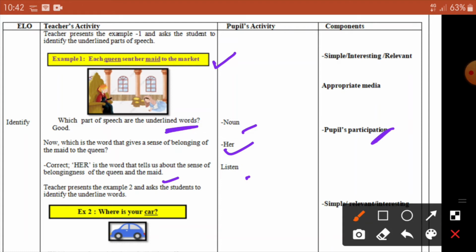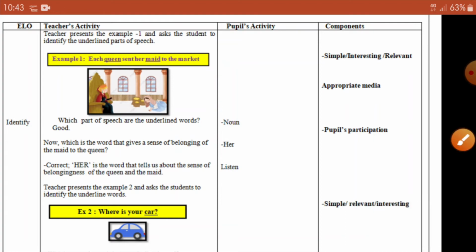So here what you are seeing, for presenting example 1, the teacher presents the example, involves the students, and after the involving, the teacher ensures and reaches the rule here. Here where you are reaching the rule, the teacher says yes, her is the word that tells us about the sense of belongingness of the queen and the maid, right?